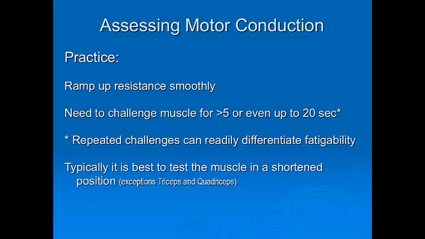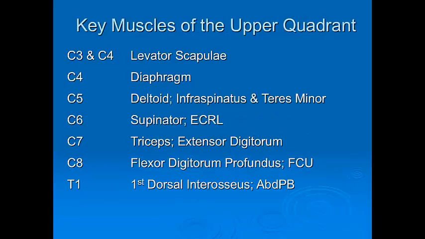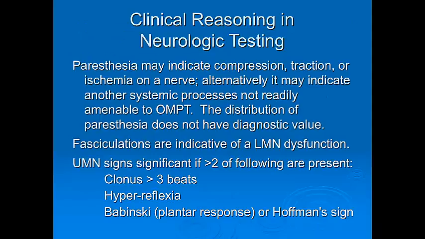Our key muscles of the upper quadrant are as follows. There are alternates at the majority of the levels. These are not the only muscles. There is some variation between authors. This is based upon the 40th edition of Gray's Anatomy.